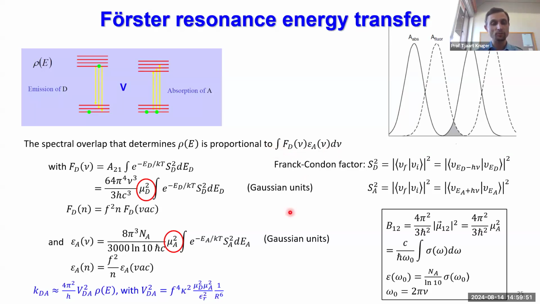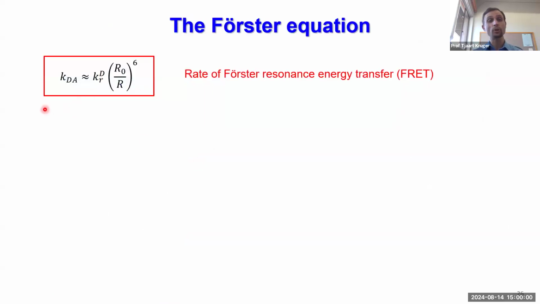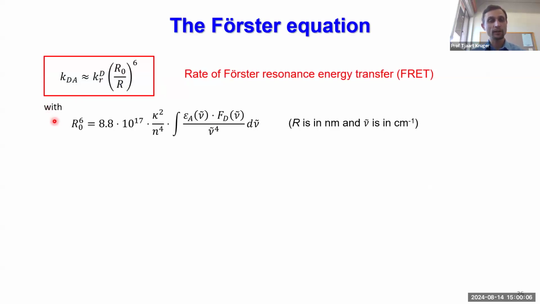Now if we put everything together, the expression for the interaction potential between the donor and the acceptor and the energy density, we get to this expression, which is the rate of Förster resonance energy transfer. Here we have the so-called Förster radius, R0 to the power 6, which is given by this. R is typically given in nanometers, and nu tilde here is the wave number that we are considering in reciprocal centimeters. k_r is the radiative rate of the donor, which we also derived in the previous slides.